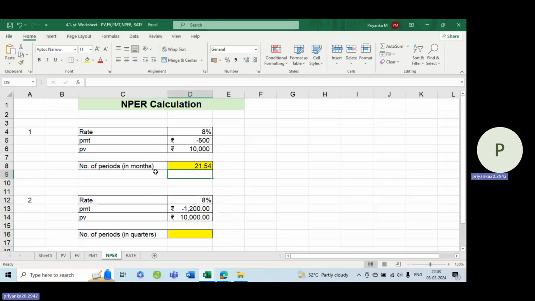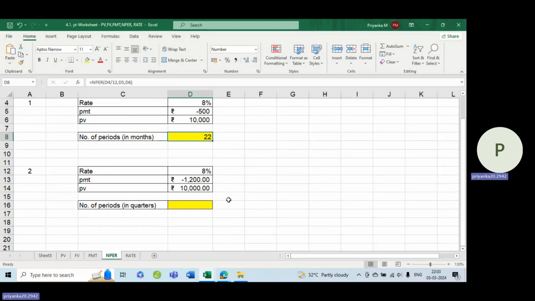So the number of months is 21. You can just decrease the decimal numbers if not needed. Okay, so it will become 22, obviously. Next, what we'll be seeing is another example for you. They've asked the number of periods to be calculated in quarters. Quarterly they have asked.